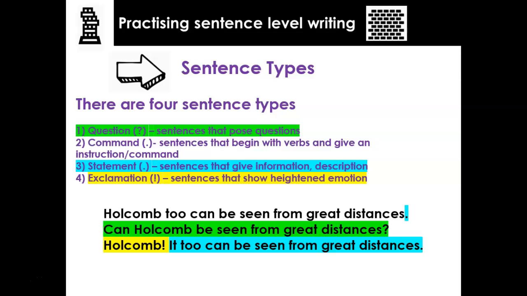But if you were describing within a bigger landscape, bigger panoramic description, a change in weather, that can sometimes be signified as a dramatic change. You can use your exclamatory. Okay, so Holcomb too can be seen from great distances. Can Holcomb be seen from great distances? Holcomb, it too can be seen from great distances. So you can hear the changing tone of your writing coming through your sentence types.